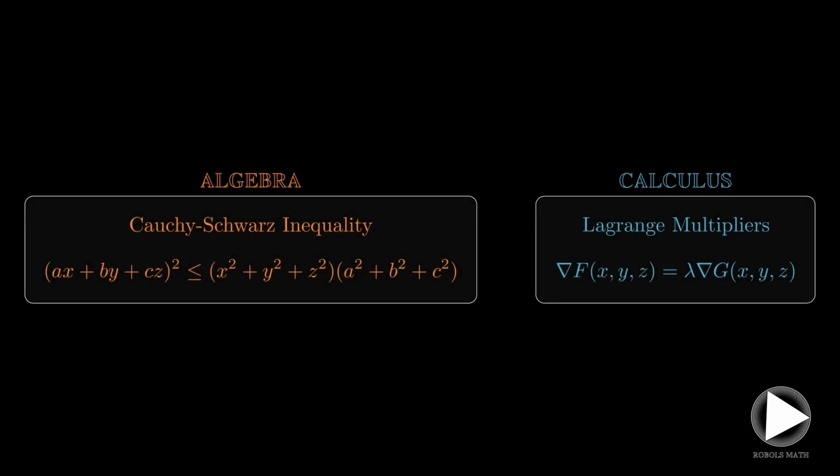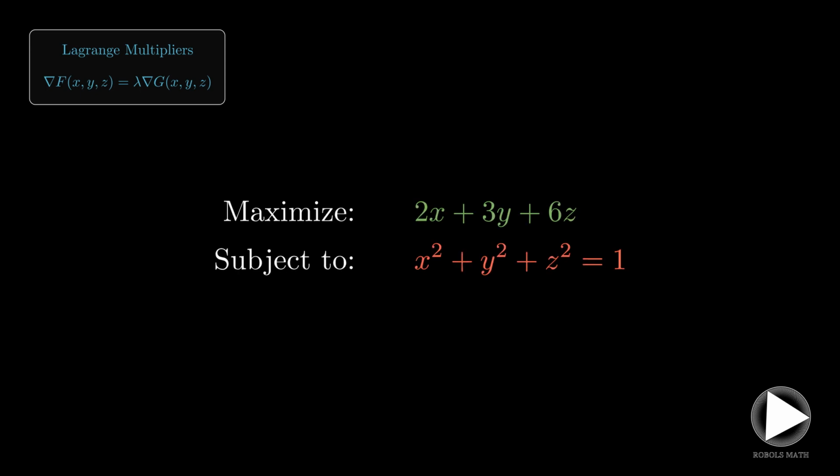Now, the second method is known as the method of Lagrange multipliers. I like this because it's simple to use and can be used for many optimization problems. The thing is, we have to have a background on multivariable calculus. For this method, we will restate the given problem as maximize 2x plus 3y plus 6z subject to x squared plus y squared plus z squared equals 1. The first part is what we will refer to as the objective function, while the second one is the constraint.